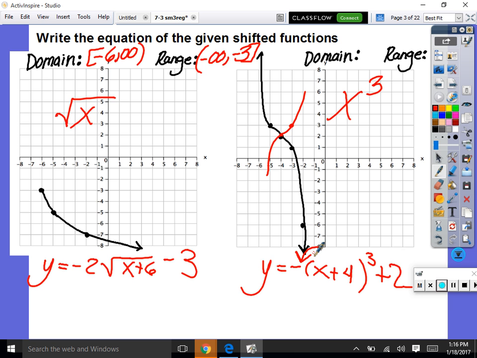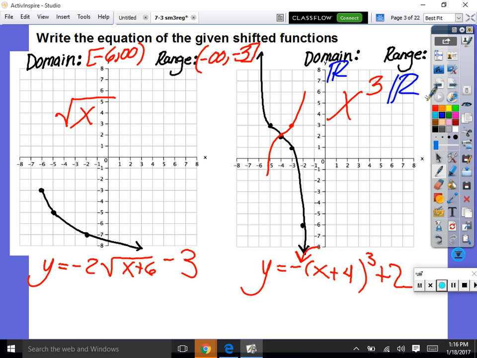Okay, so domain. Let's go with group 1 right up here. What's my domain for this one? Where's the function going from left to right? Yep, my domain is all real numbers, negative infinity to positive infinity. What's my range? Also all real numbers. Okay, how many agree? Okay, good.